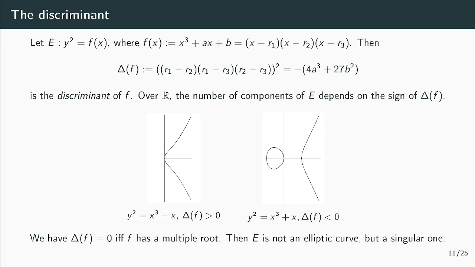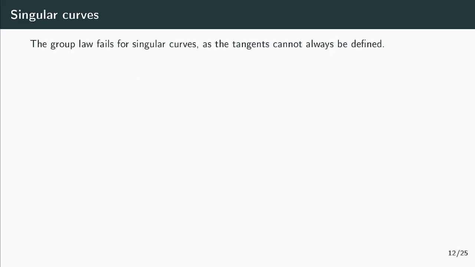You can see this works over any field, although over the finite fields you have no such things as the sign. But in that case it also does not make sense to talk about components as the curve is discrete. Alright, but what's so bad about the singular curves that we are so desperate to avoid them? Well, the problem is that they contain points at which we cannot define the tangents. And as we saw, having tangents is a crucial requirement for being able to define the group law.